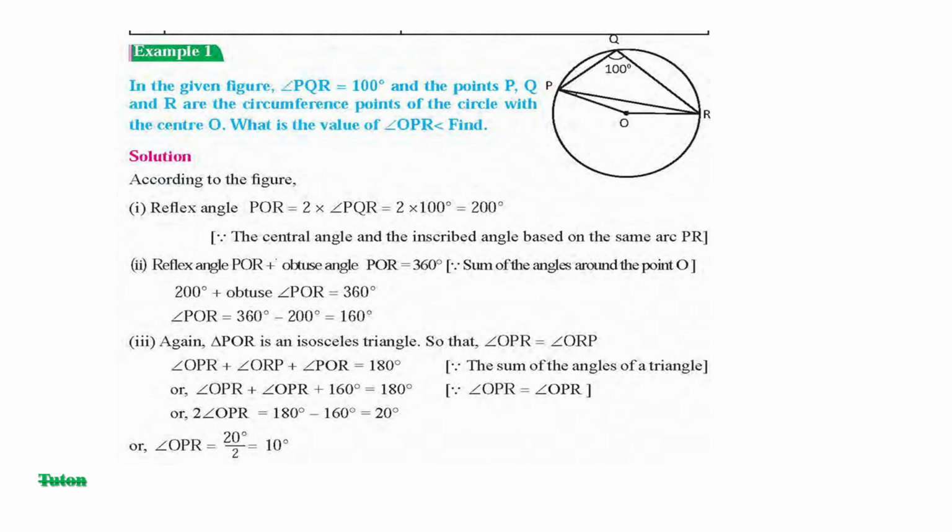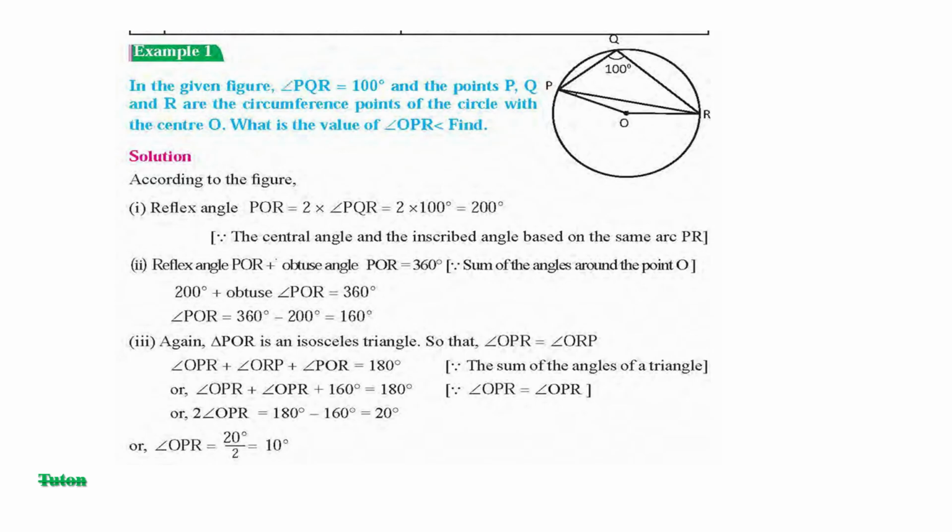In the given figure, angle PQR is given as 100 degrees, and points P, Q and R are circumferential points of the circle with center O. What is the value of angle OPR? We have to calculate this value. Now we have to remember our theorem first, which suggests that the central angle is twice the inscribed angle.